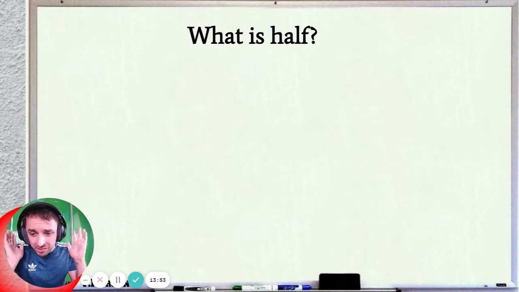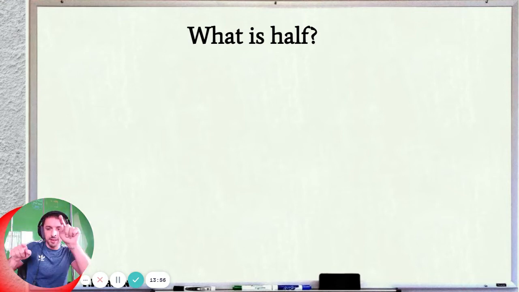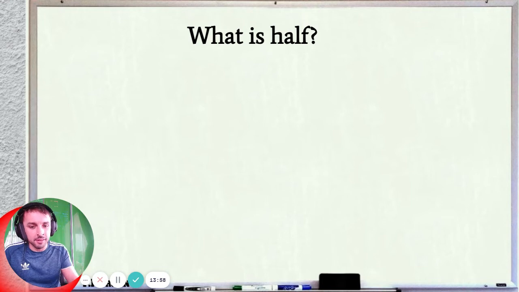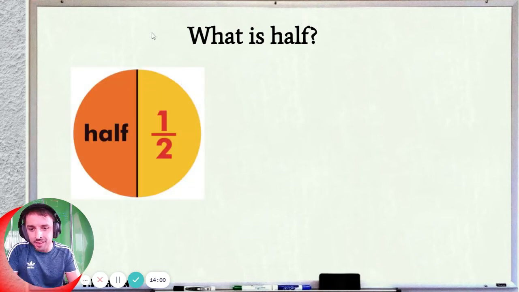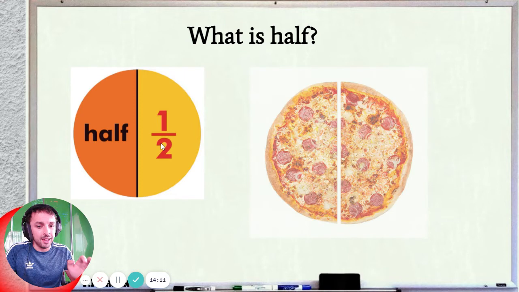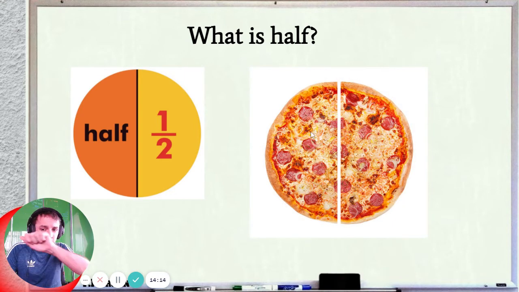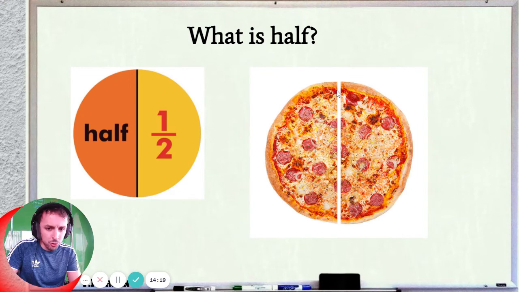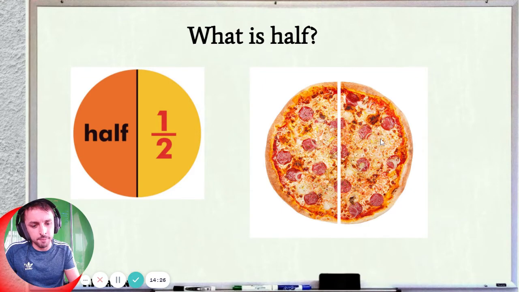Okay, now what is half? We've got quarter, that's like a quarter of the pizza. Let's look at half. This is a half. Two equal parts. 1 over 2. And if it's a pizza, this time we don't cut it into 4 slices, we cut it into 2 equal slices. So that is 1/2 of a pizza, and that is 1/2 of a pizza.